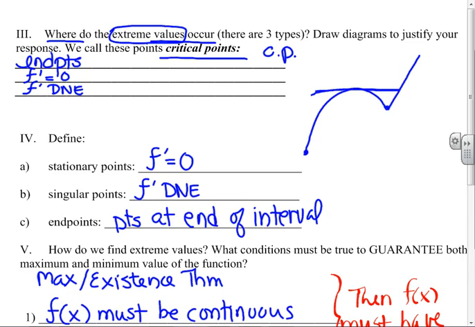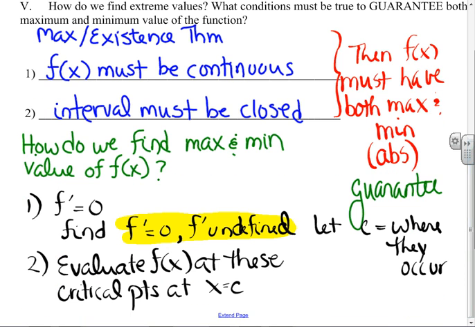Right, and that's why I wrote down the steps here. You find where f prime is 0 or undefined, and you evaluate f of x. You evaluate this at these critical points. It doesn't have to be. It doesn't have to be 0 either. Equals 0, undefined, and then the endpoints.